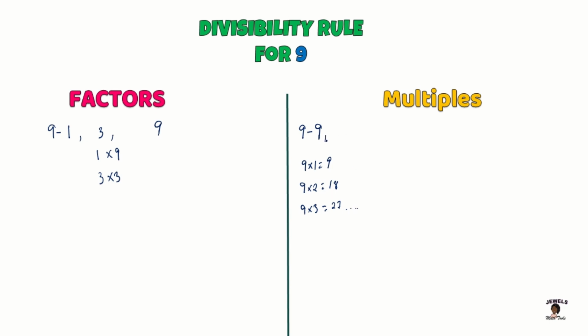So my multiples of 9 are the numbers in my 9 time table. So we'll have 9, 18, 27, 36, 45, and so on and so forth. These are all my numbers in my 9 time table. So notice that the largest factor of 9 is 9, whereas with the multiples, the smallest multiple of 9 is 9 and every other number increases from there. So please remember that with your multiples, we're looking at the numbers in its time table.